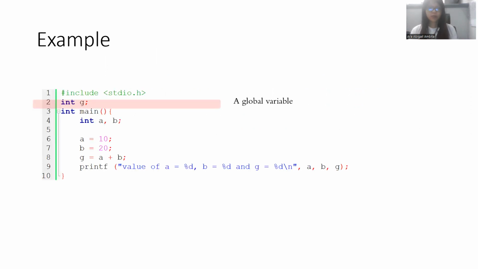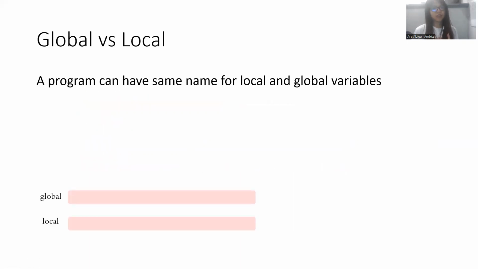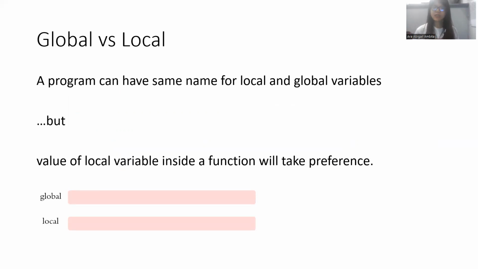Here's an example of a global variable. As you can see, we have a function main, and on top of the function, outside of main, we are declaring an integer variable g, which is global. If you add another function here, that g will still be accessible to that newly defined function. In global and local scope, you can have the same name, but the value of the local variable inside the function will take preference.